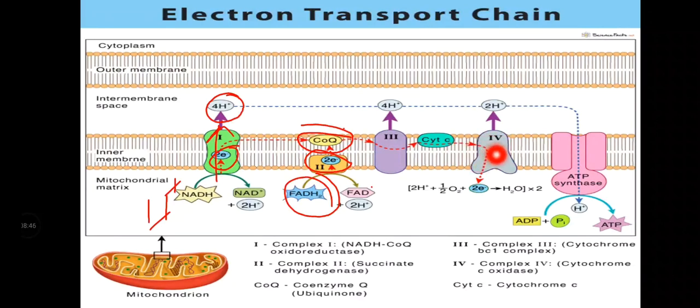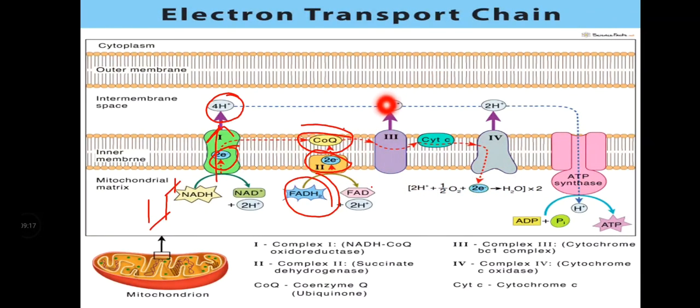Now remember that these electrons were received by complex 4, and the final electron acceptor now will be what? The oxygen. So this electron acceptor, which is the oxygen molecule, once this oxygen molecule receives these electrons, and in the presence of the protons, the final product is what? Water. 2 molecules of what? Water. That is what happens.